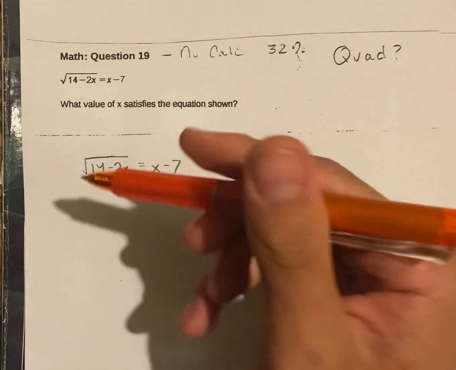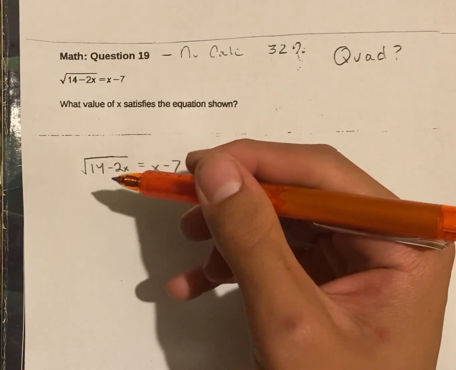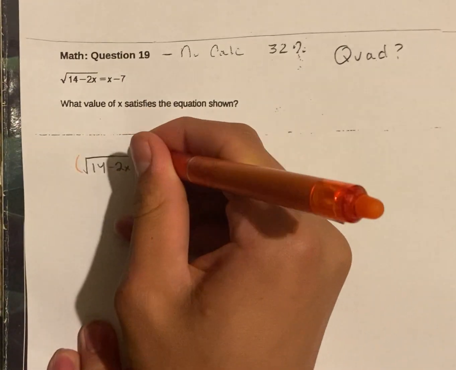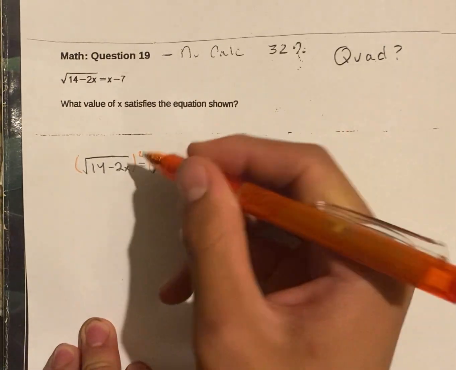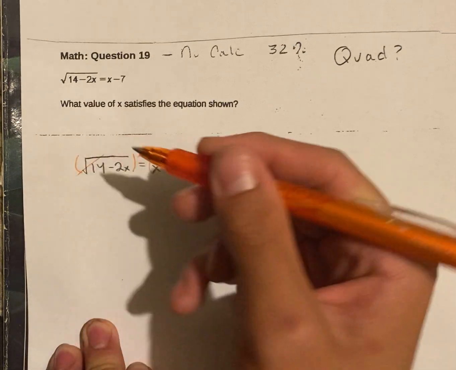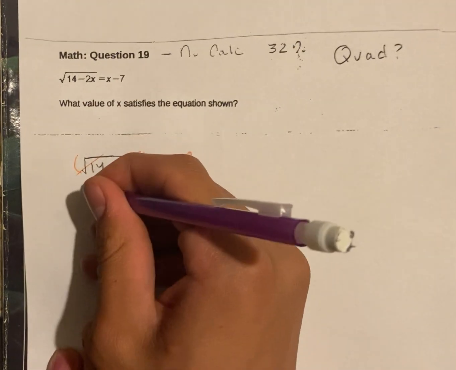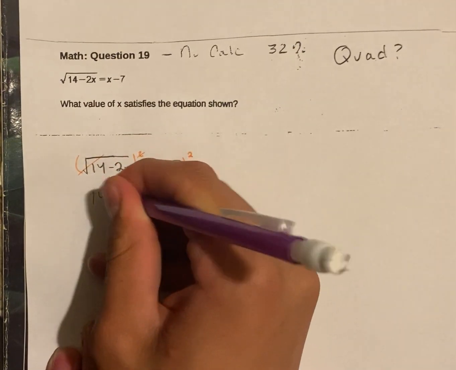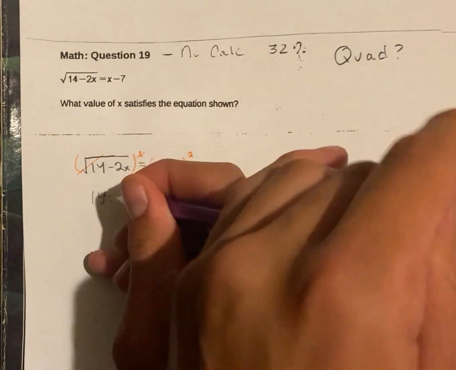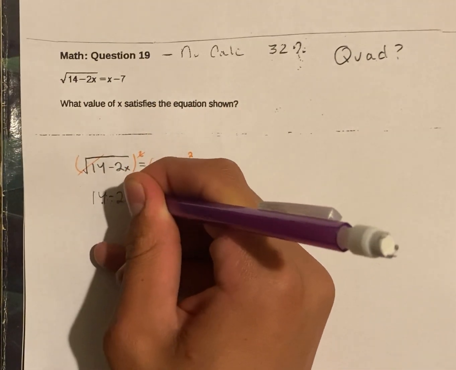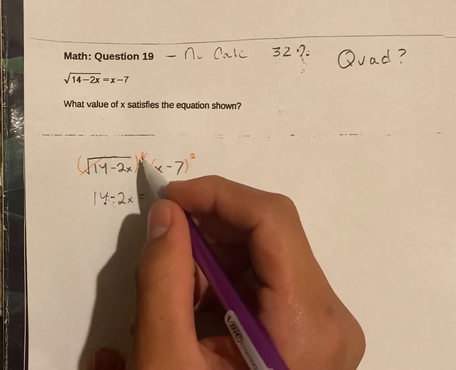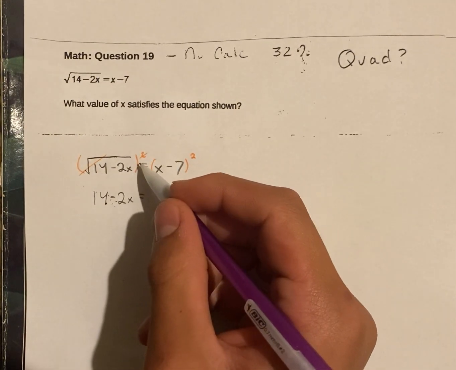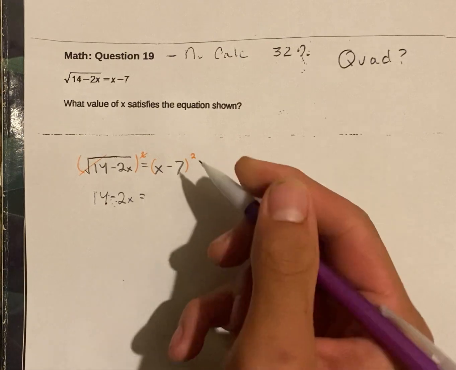All right. Now, how do you get rid of the square root? What is the opposite of it? The opposite is squaring. So in doing so, this takes out that, leaving us with 14 minus 2x equals, and because we had to square this side, we had to square the other side to keep things balanced.